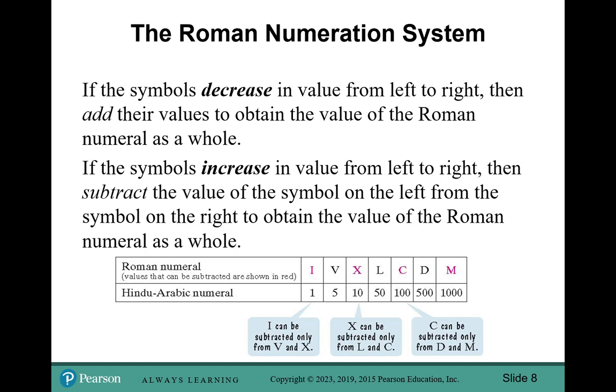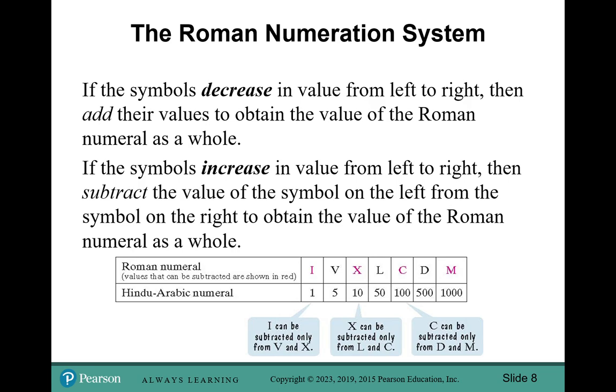If the symbols decrease in value from left to right, then add their values to obtain the value of the Roman numeral as a whole. If the symbols increase in value from left to right, then we are going to subtract the symbol on the left from the symbol on the right to obtain the value of the Roman numeral as a whole.